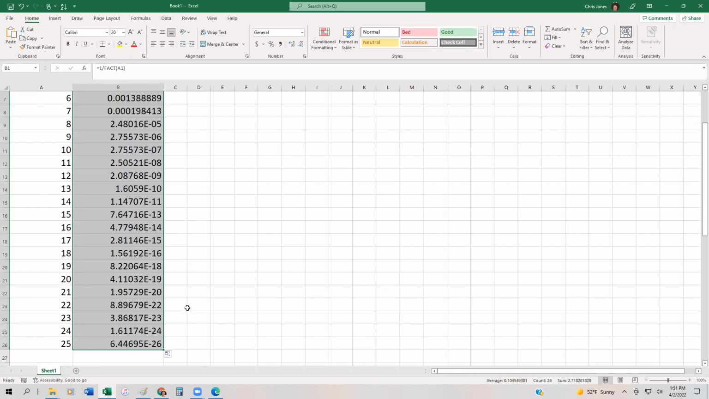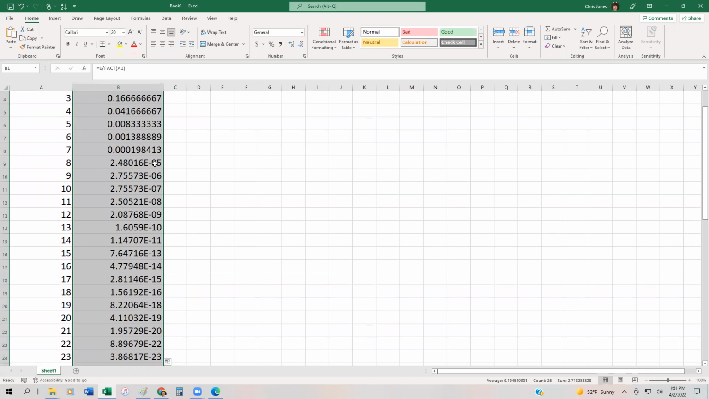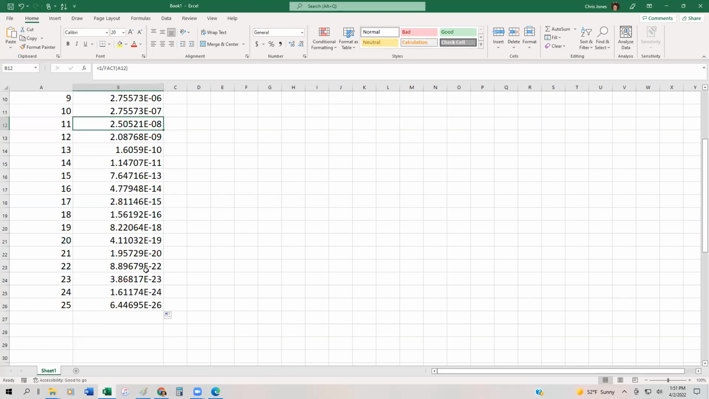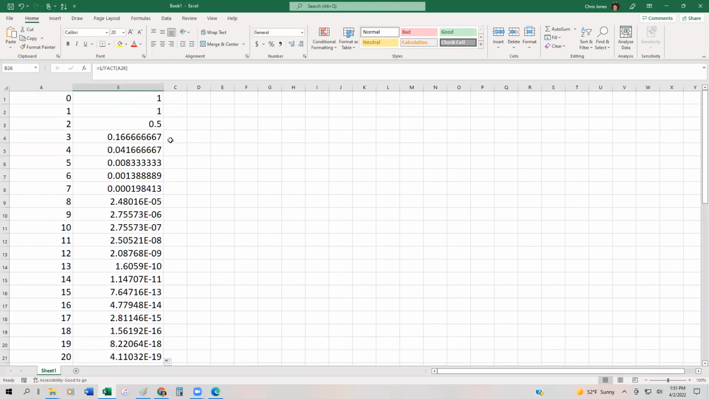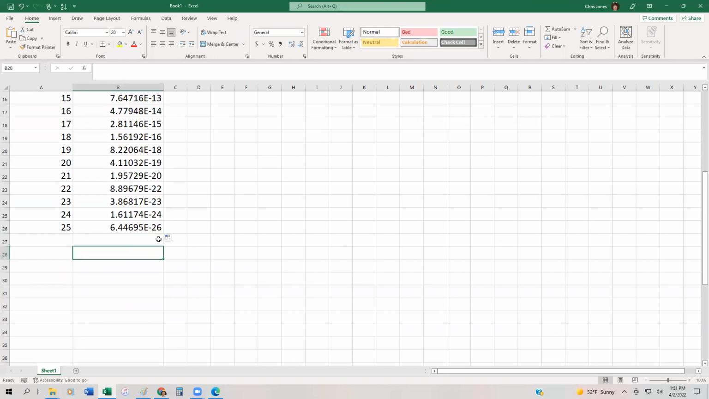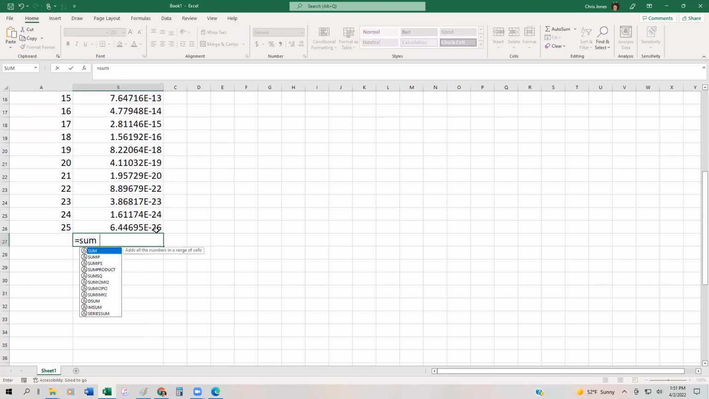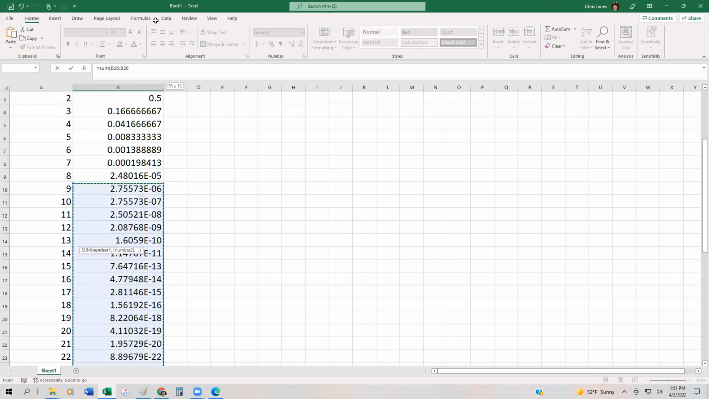Now, these are the terms in the sequence. Notice that you just keep getting 10 to the minus 6, 10 to the minus 7, 10 to the minus 8, all the way down to 10 to the minus 26. So the values are really small. But let's add these up, because that's what a series is. So I'm just going to add these numbers up.